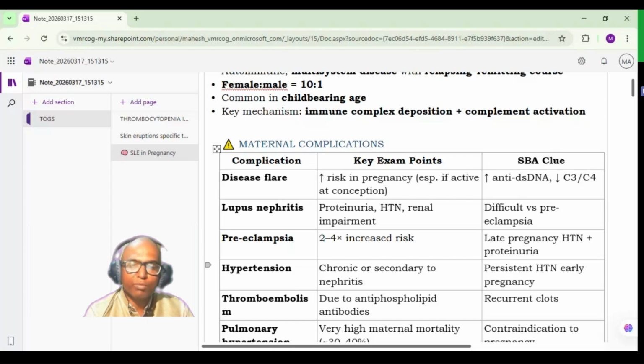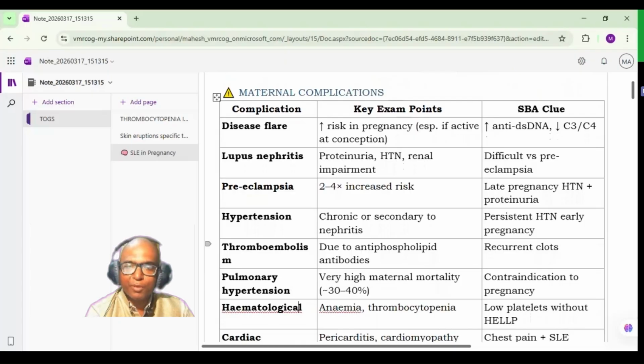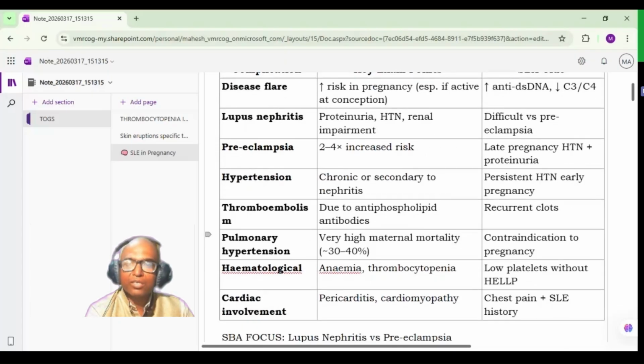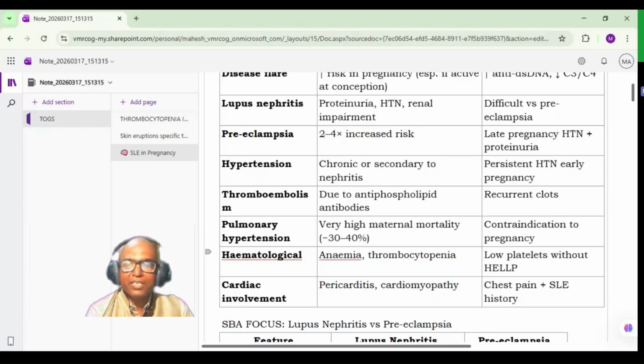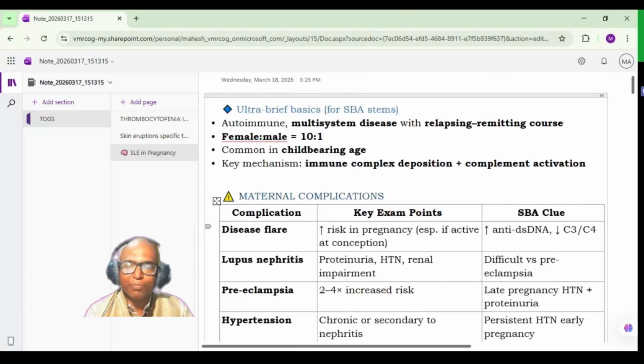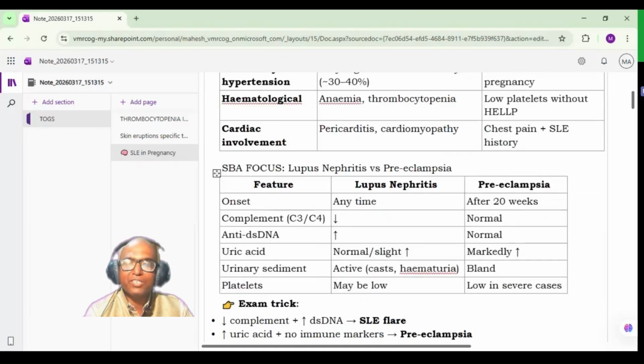Then there can be thromboembolism also due to the antiphospholipid antibody syndrome. There can be recurrent clot formation. There can be pulmonary hypertension, with very high maternal mortality, 30 to 40%, and that is a contraindication to pregnancy. Then hematological complications like anemia and thrombocytopenia, low platelets, will be there. Cardiac involvement in the form of pericarditis and cardiomyopathy will be there, and the patient may have chest pain. So these are the various complications which you see in the pregnant or non-pregnant status, and that is why these patients are very, very high risk in obstetrics.